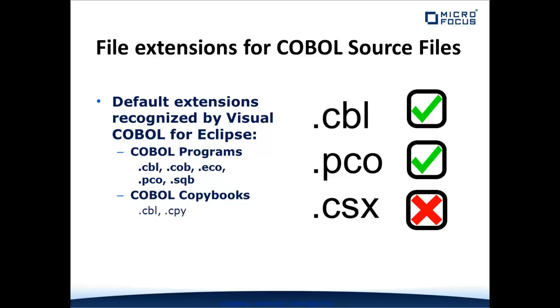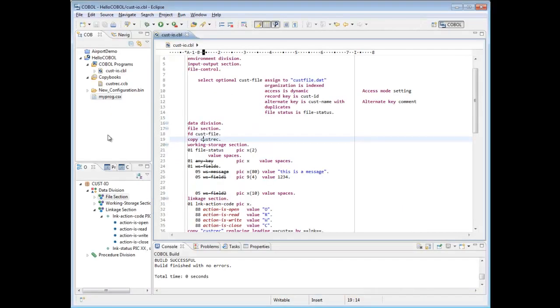Now let's imagine that my project contains a file that is a COBOL source file, but the extension on this file is not one of the standard extensions such as CBL or PCO, but rather CSX. This file will not be recognized by Visual COBOL for Eclipse, so it will not be grouped with the other COBOL programs in the COBOL Explorer view. And it will not open in the COBOL Editor by default.